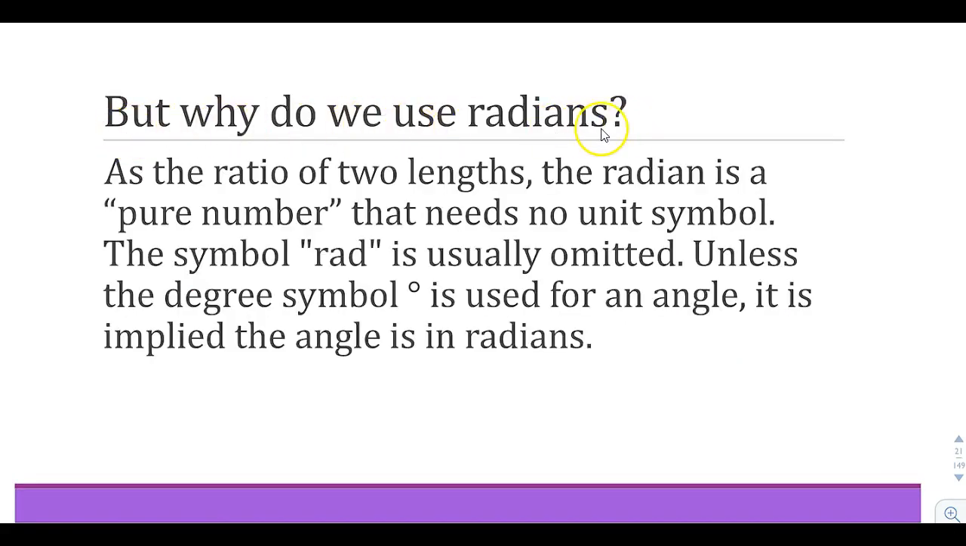But why do we use radians? As the ratio of 2 lengths, the radian is a pure number that needs no unit symbol, so we consider it unitless. The symbol rad is usually omitted. So unless the degree symbol is used for an angle, it is implied that the angle is in radians.